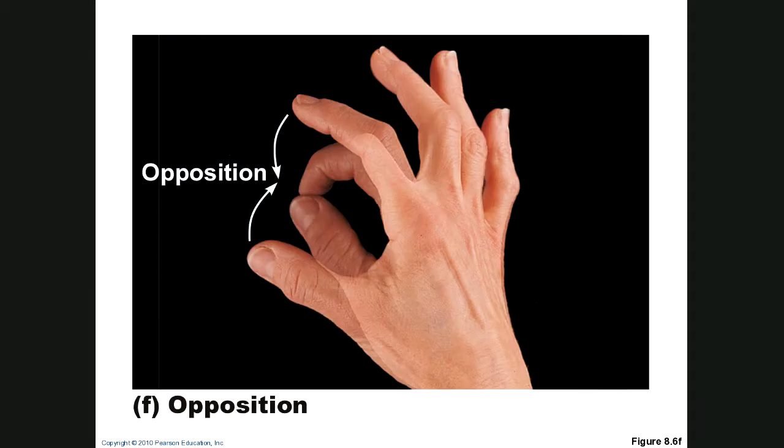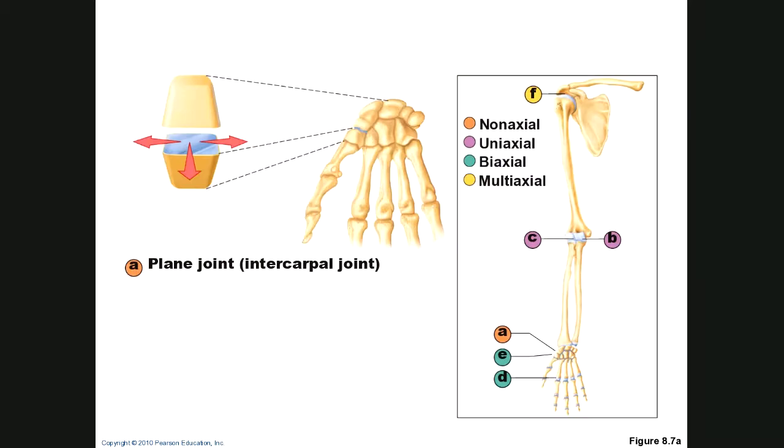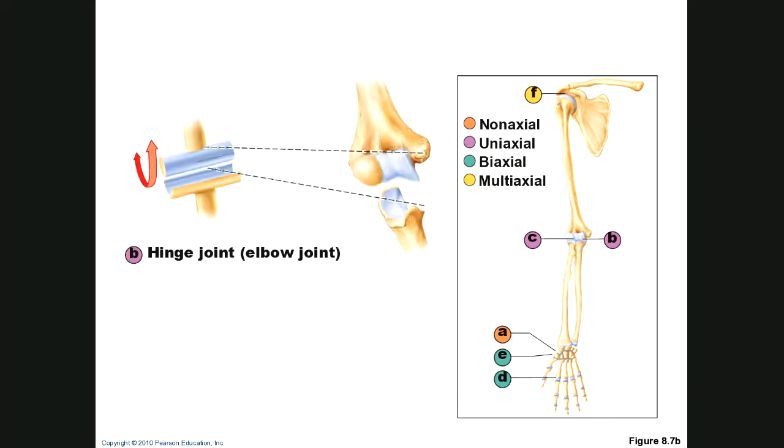Opposition of the thumb. This is unique to primates, monkeys, apes, and hominids, of which the only living hominid is a human. Okay, plane joints. This is an intercarpal joint here, just a flat joint. Hinge joint, your elbow here. This is your trochlear notch. Trochlea, it's just a hinge that the elbow can bend across.